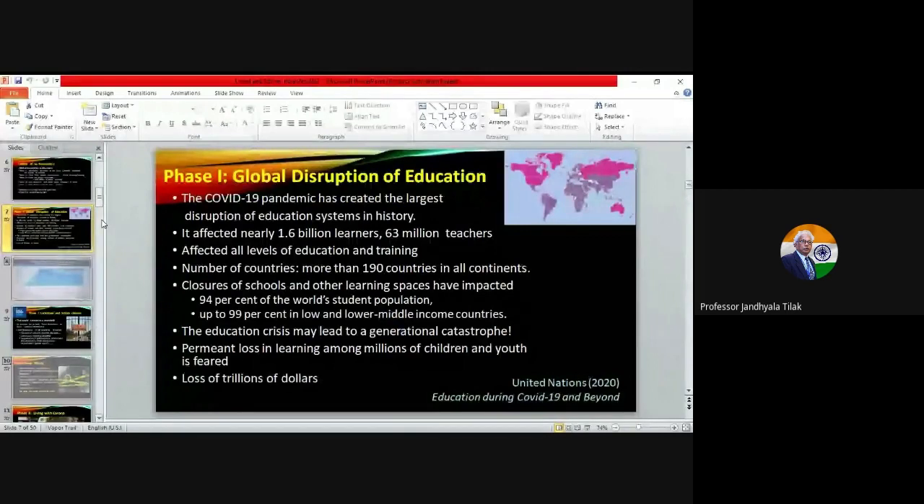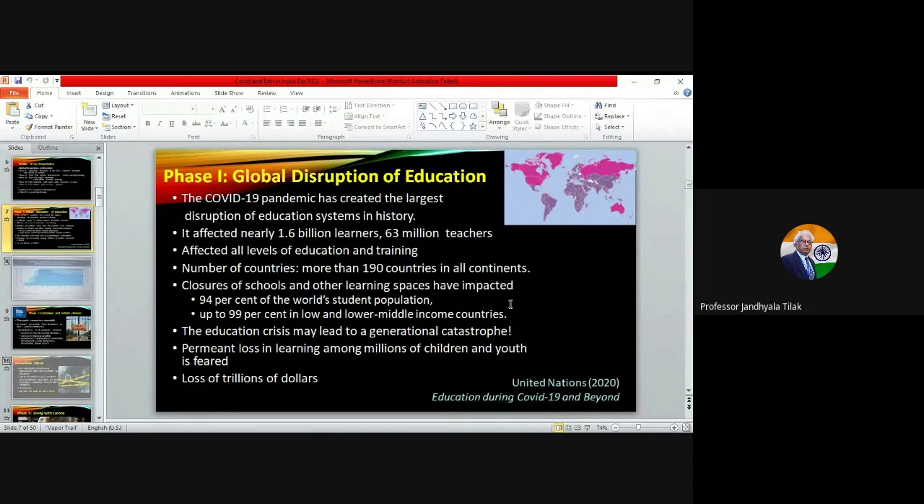Now, as we know, COVID has created the largest disruption of the education system in the history of mankind. It affected as many as 1.6 billion students in schools and colleges and universities across the world, and 63 million teachers. And it affected all levels of education, starting from pre-primary, nursery levels to the higher levels of education, technical education, research, and every activity, and all training activities. And the entire world is, in fact, affected by this, because more than 190 countries in the world are affected by it. I think there are only 1 or 2 countries which are not affected, but they are very small countries somewhere in the Mediterranean region.